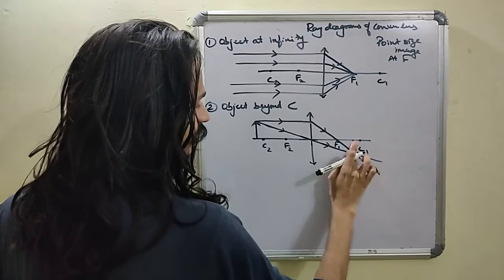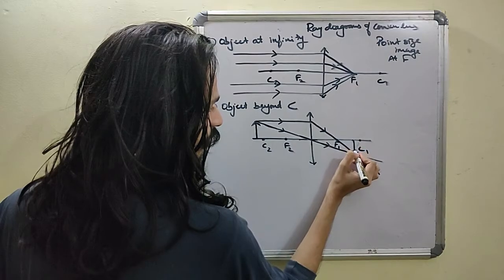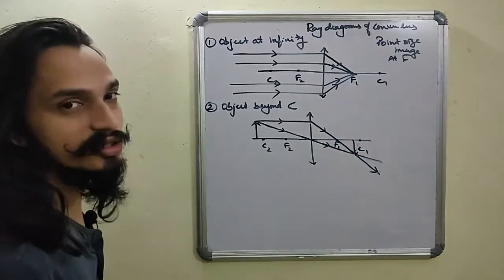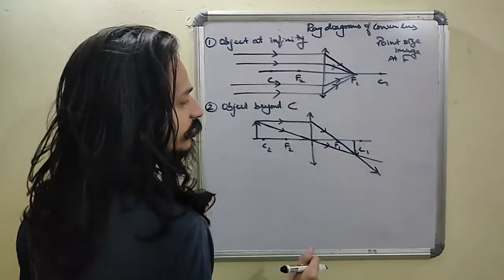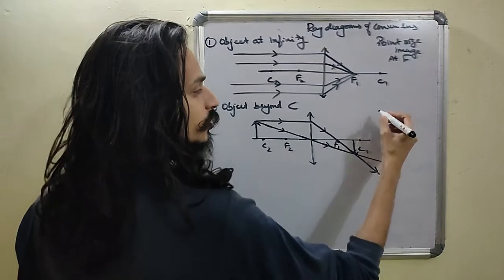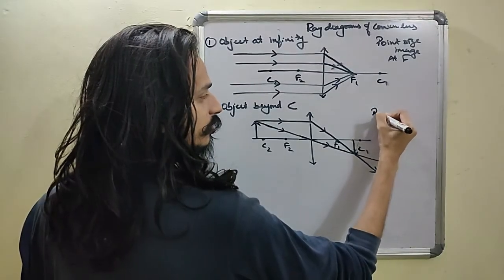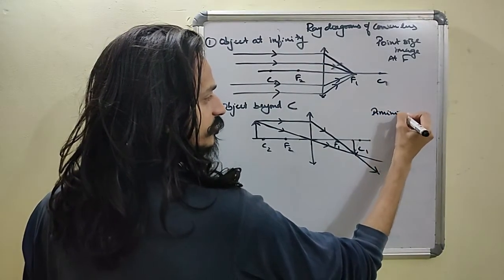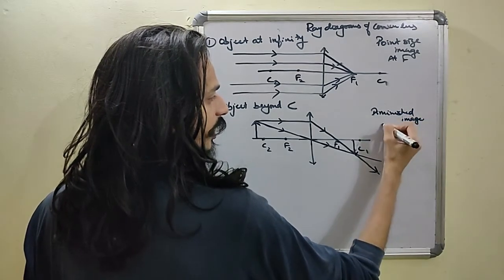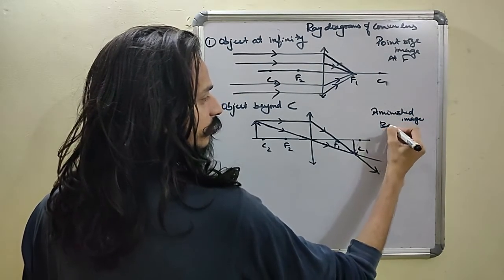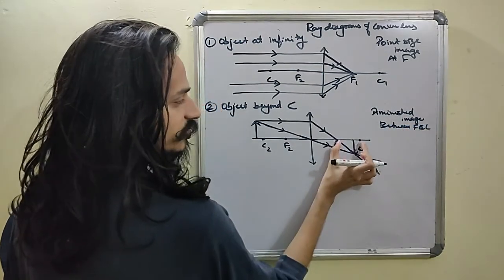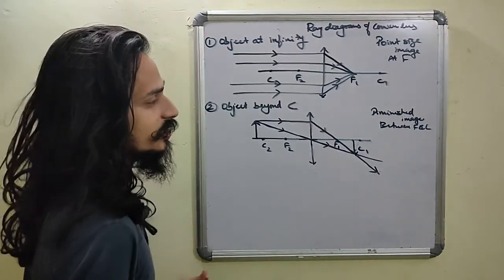Which is a slightly small arrow. If you see, this arrow is a bit bigger than this arrow. So this tells me that the image is smaller than the object. Alright, so I will call it a diminished image. And it is formed between F and C. Between these two points is my image.